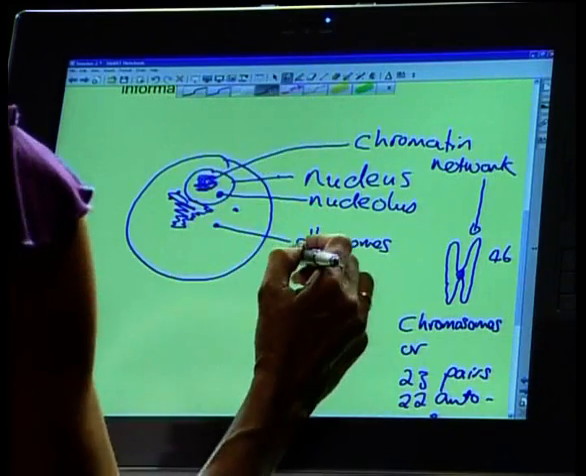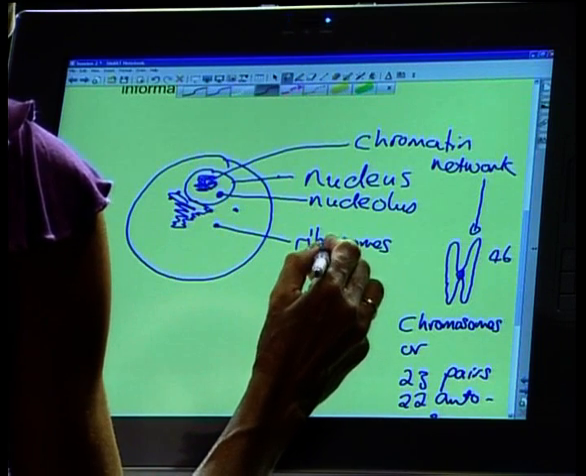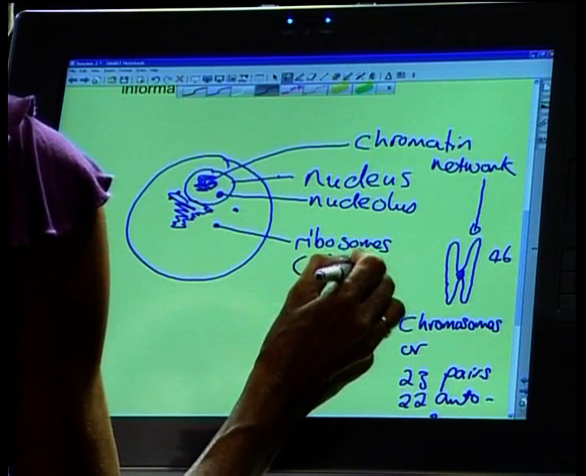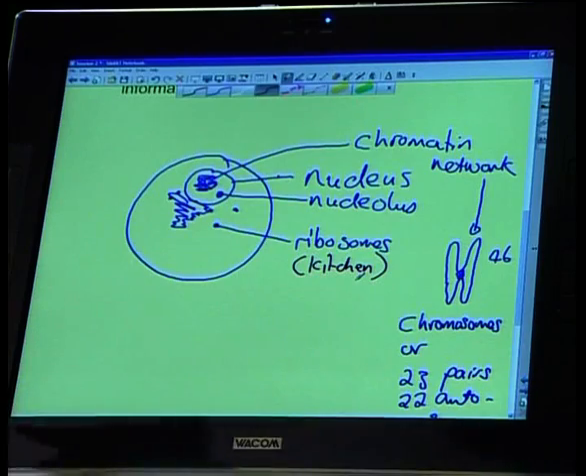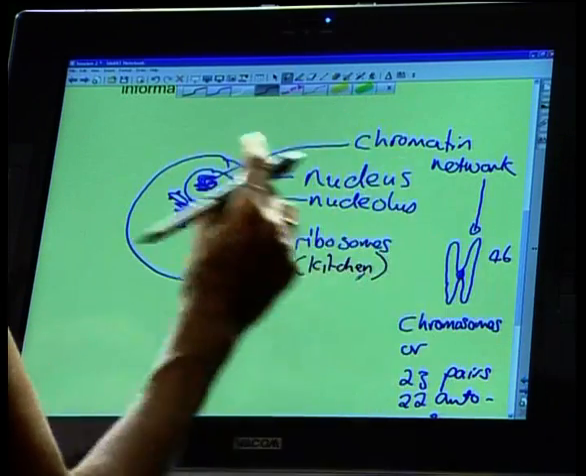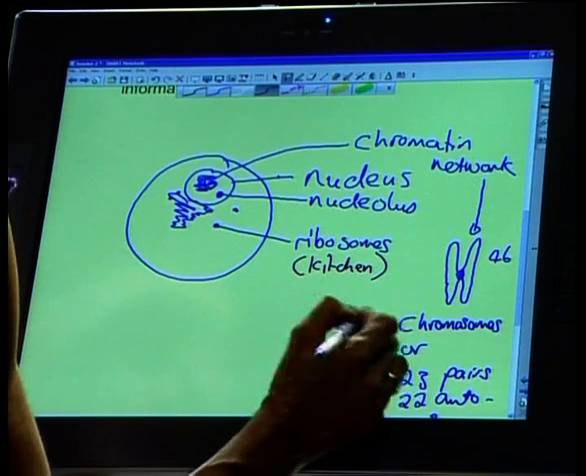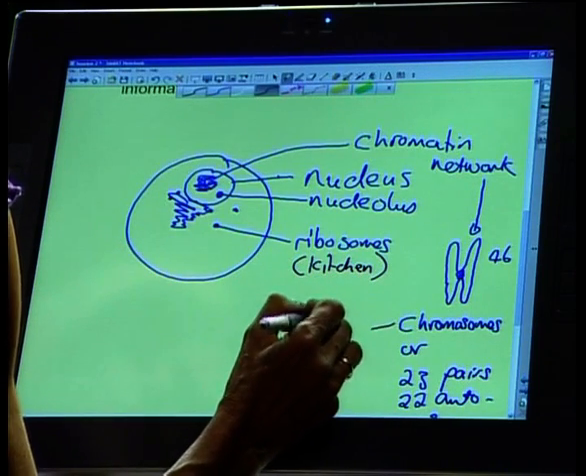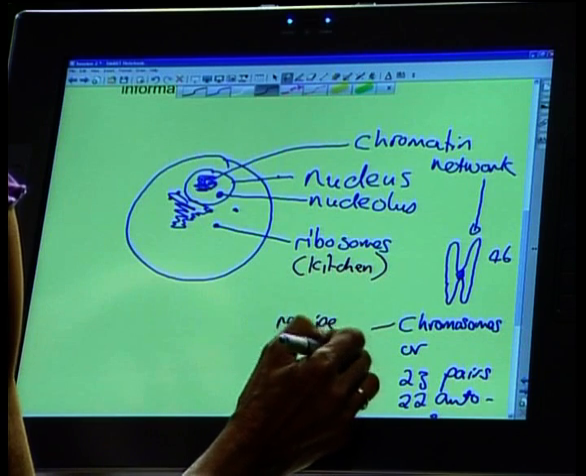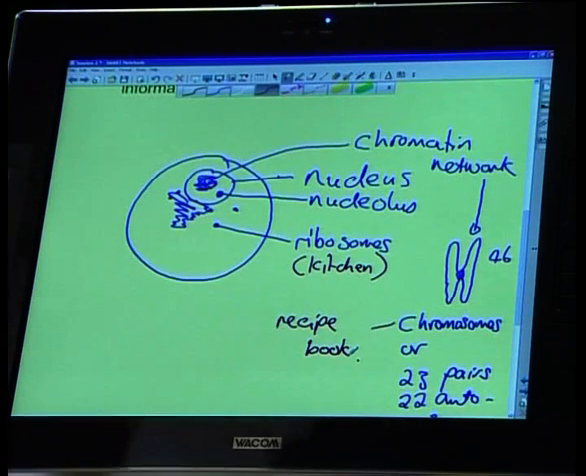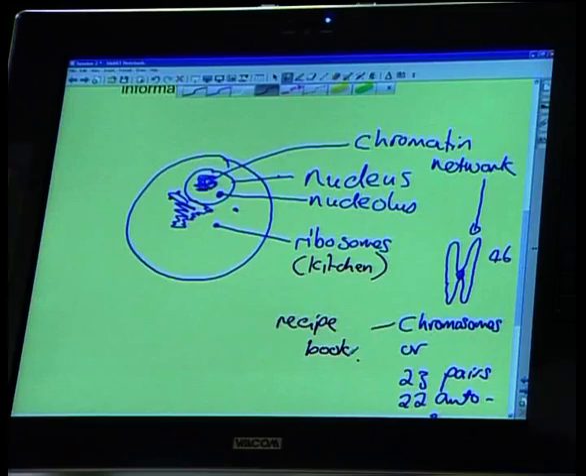So think of the ribosomes as, let's do this. They are like the kitchen. Okay? And the chromosomes that are sitting in the chromatin network, this is like the recipe book. And the recipe book to make antibodies, to make just about everything in your body.